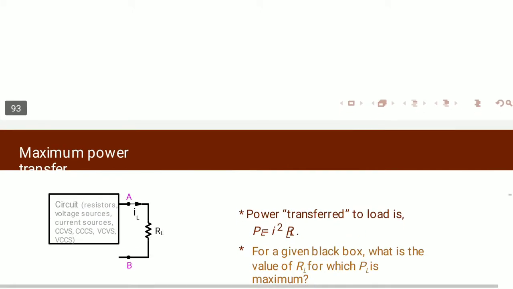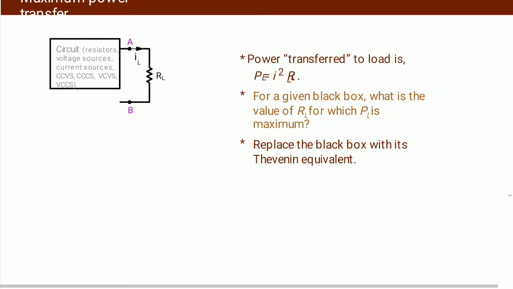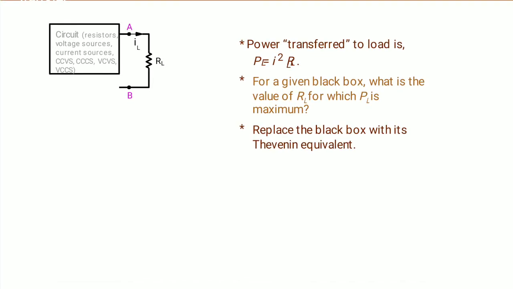Now see, maximum power transfer theorem. Replace the black box with its Thevenin's equivalent. Here across the A and B terminals, they are open circuited. That means RL is removed, the load is removed, and then we calculate the Thevenin's equivalent resistance and Thevenin's equivalent voltage.